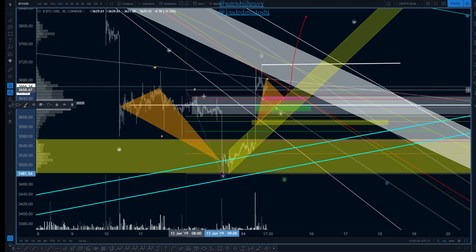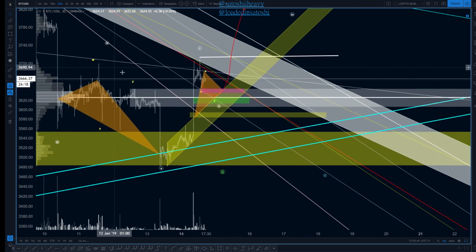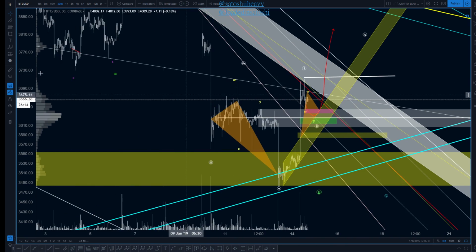Whoops, wrong place. This is not even the right coin, so I can't even show you. I'm not in Bitcoin whatsoever. I'm not at all.